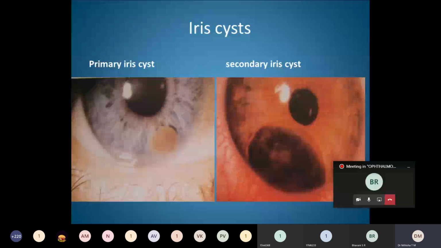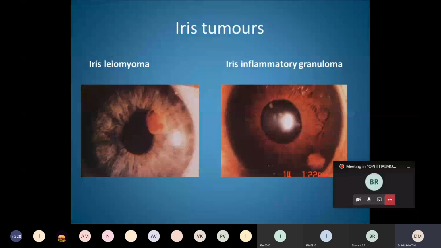So these are iris cysts. Remember primary iris cyst; this is one of the side effects of pilocarpine also. Secondary iris cyst picture you can see on the right side. These are the iris tumors, iris leiomyoma. This is iris inflammatory granulomas, which are in the inferior part.